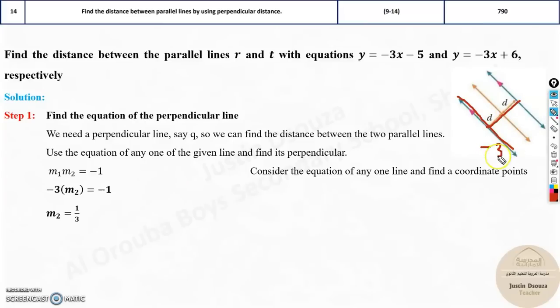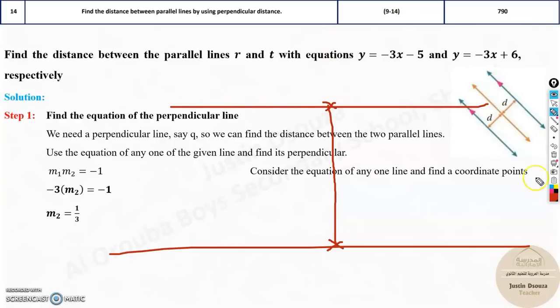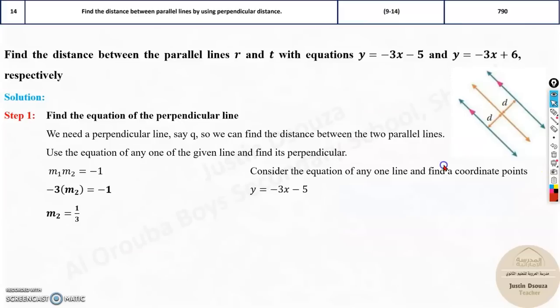Okay, if this is minus 3, over here the perpendicular line will have a slope of 1 by 3. Now, consider the equation of any one line and use the coordinate. This is important because if you're using this line, you can't use another line as well. So basically, imagine this is a parallel line and you're drawing a perpendicular line. If you use this equation, you will start this perpendicular line from here, and then you need to use the other equation and find the other point. Okay, we will see that now.